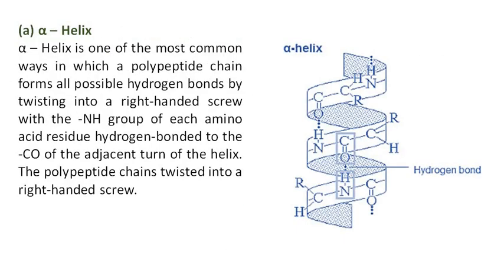Alpha helix. Alpha helix is one of the most common ways in which a polypeptide chain forms all possible hydrogen bonds by twisting into a right-handed screw with the NH group of each amino acid residue hydrogen bonded to the CO of the adjacent turn of the helix. The polypeptide chains twisted into a right-handed screw.